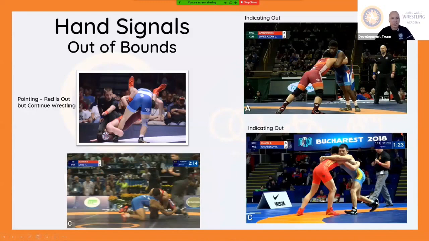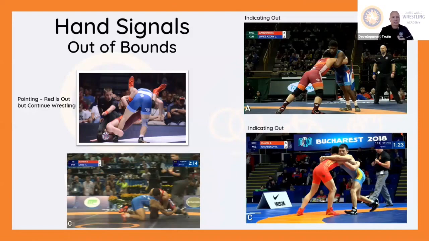The next part here are hand signals when we're going out of bounds. The first part I want to focus on here is the picture on the left-hand side, which is the pointing when a wrestler goes out. So in this picture, red's head is out of bounds. And Sam is pointing with his red hand that red has stepped out, or red's head is out. And now he's just waiting for blue to have the opportunity to finish the action and score more points.